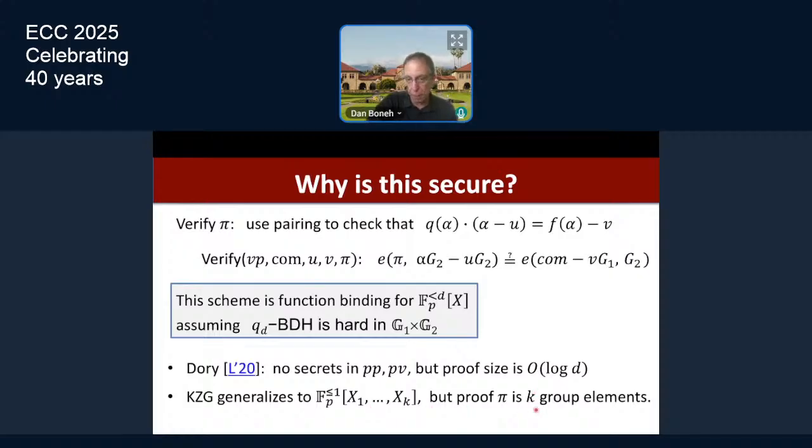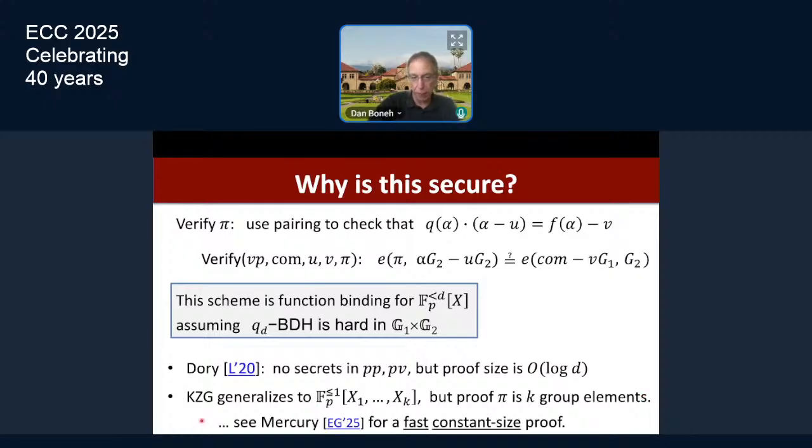And as a result, the proof is going to be K group elements, where K is the number of variables in the polynomial we're trying to commit to. Yeah, so slightly bigger proofs, but it allows us to commit to multivariate polynomials. Again, there's an enormous amount of work on trying to make this better and better.